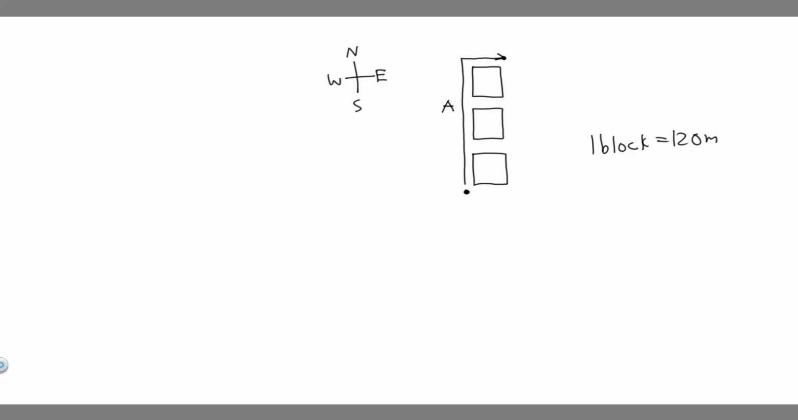Let's start with the first part. What we're trying to find is the total distance traveled. When they say the total distance, they're basically talking about the length of the line that the person is going to walk. Each side of these blocks is going to be 120 meters. So this is 120 meters, this is 120 meters, and what I'm talking about is these lengths right here. This is 120 meters, and then this side is going to be 120 meters.